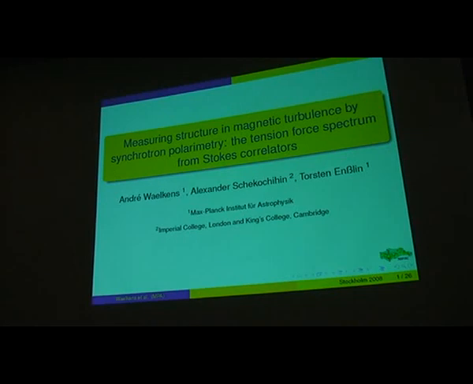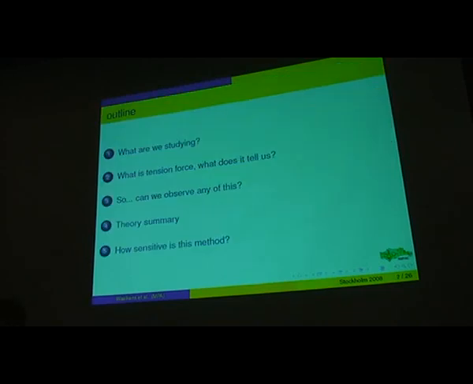What I'm going to speak to you about is an attempt to characterize magnetic fields. We are going to look at observations and see if we are capable of extracting from them some sort of constraint on what magnetic field we are looking at. I'm going to talk about our observables, which are Stokes parameters, and about the quantity we are trying to measure with these observables, which is the tension force, which characterizes your field in a particular way, which I will explain.